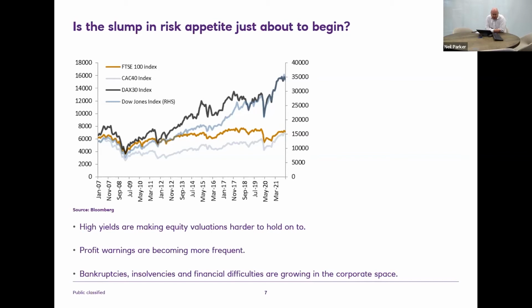This threat of increasing yields as far as bond markets, government bond markets are concerned, I think makes equity markets' job a lot harder. We're also seeing a lot more profit warnings, and we're seeing an increasing frequency of bankruptcies, insolvencies, and financial difficulties. And there was a report by an accountancy firm that talked about manufacturing insolvencies rising by more than 60% over the course of the most recent quarter compared with the same quarter a year ago.